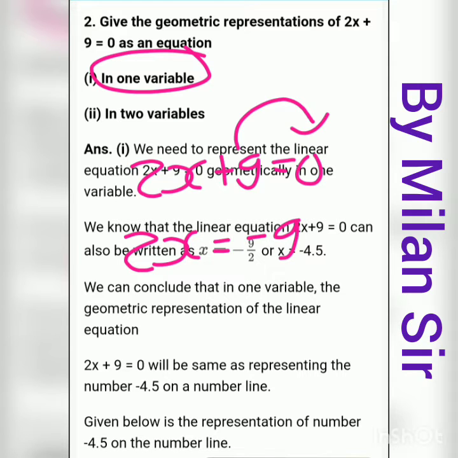Okay, if we transfer this plus 9 to the right hand side, it becomes minus 9. Now transfer this 2 to the right hand side. Right now it is in multiplication. If we transfer it to the right hand side, it goes to the division. Okay, so here we get x is equal to minus 9 by 2.